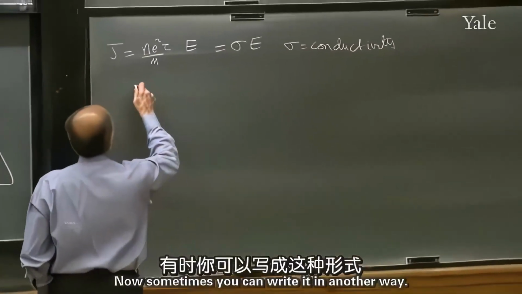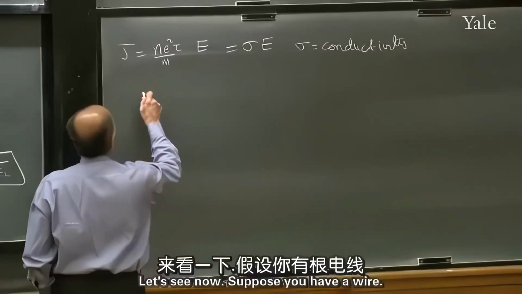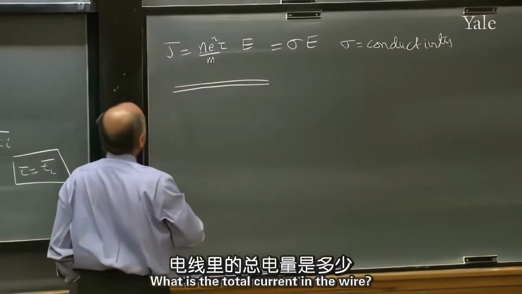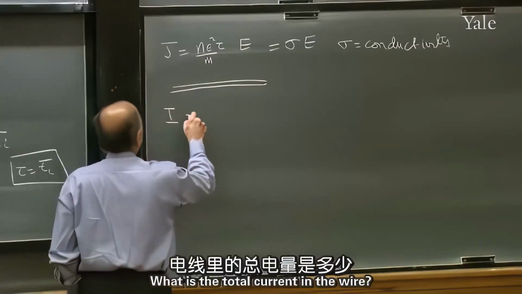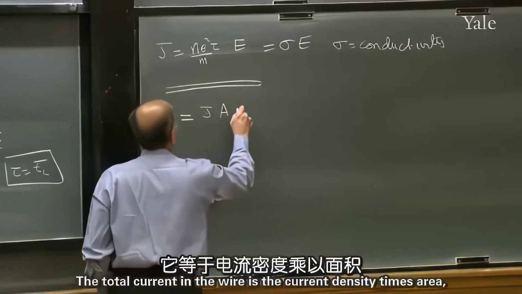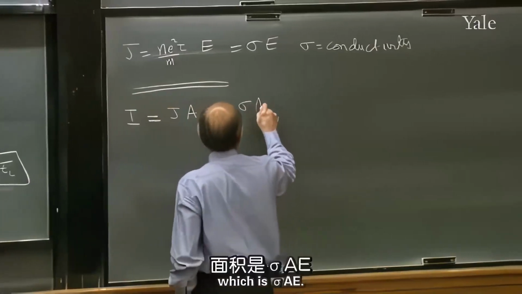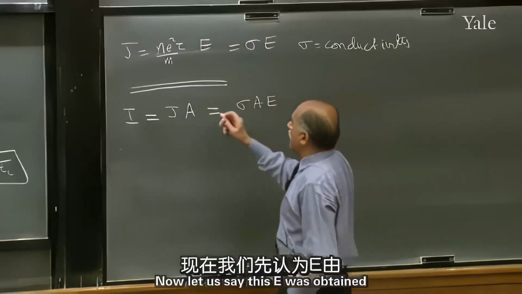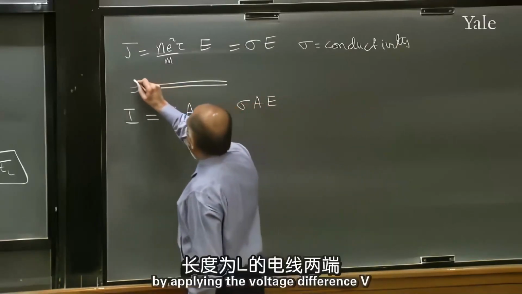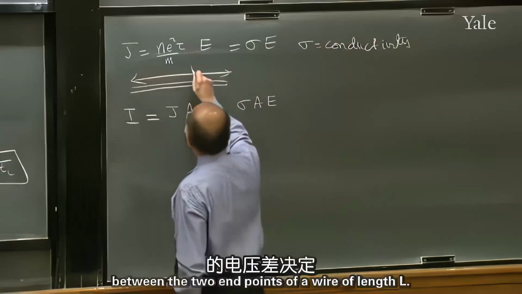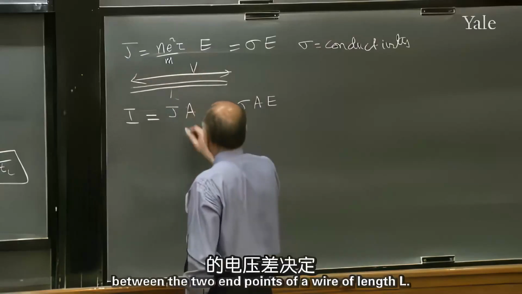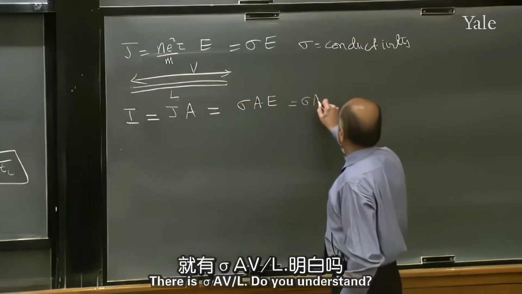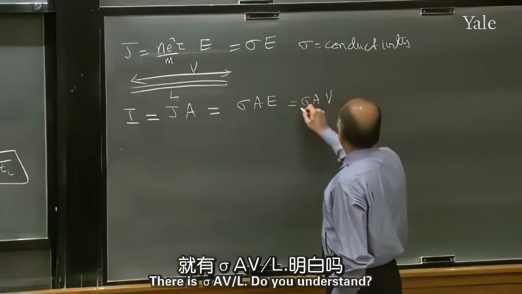Now, sometimes you can write it in another way. Let's see now. Suppose you have a wire. What is the total current in the wire? The total current in the wire is the current density times area. That is sigma A E. Now let us say this E was obtained by applying a voltage difference V between the two endpoints of a wire of length L. That is sigma A V over L.